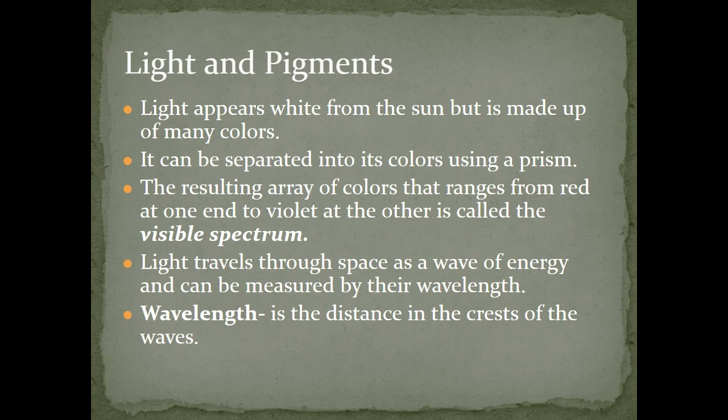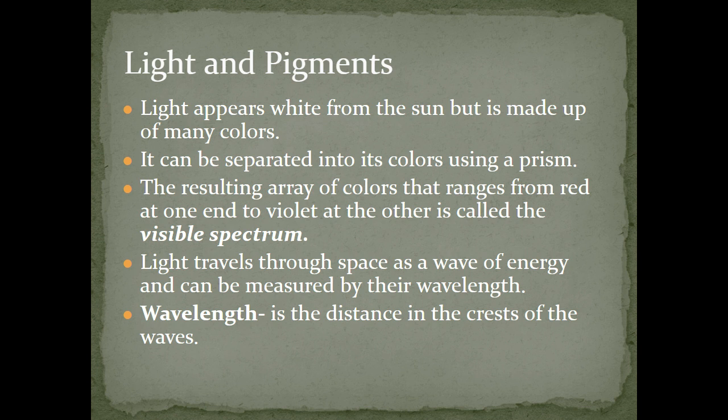So, light and pigments. Light appears white from the sun, but it is made up of many colors. If you take a prism and put it against a window, you can see the rainbow. That's why when you have a rainstorm, the droplets act as a prism. So that shows us all the visible light on the spectrum. The resulting colors range from red to violet. These are your visible spectrum.